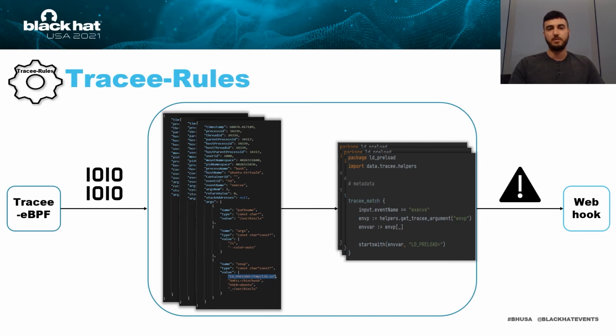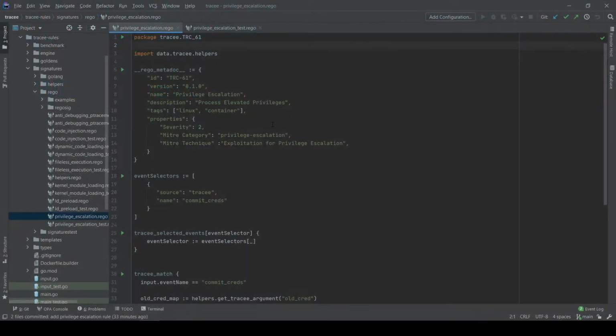Tracee Rules currently supports writing rules with Rego or Golang. Rego is a policy language by OPA, which is Open Policy Agent. It aims to become the standard of writing policy rules, and it should make it easier to write them. Okay, so now that we know what Tracee Rules is, I want to show you a really nice use case that we have.